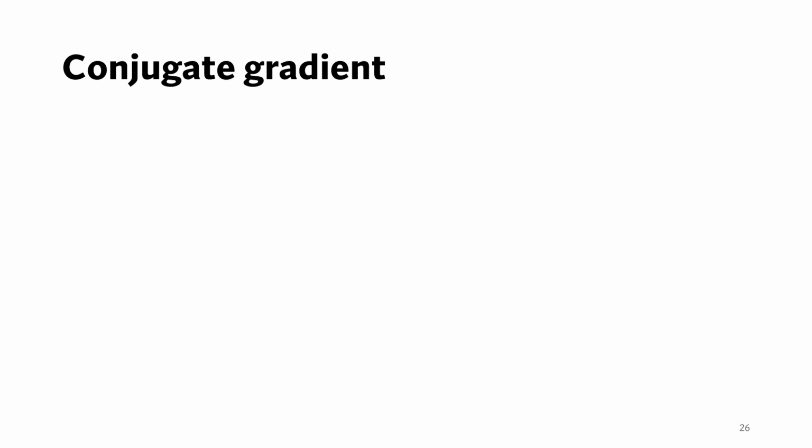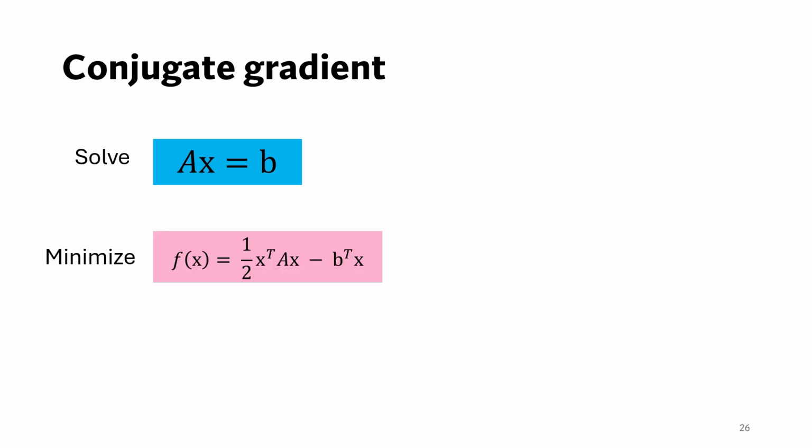Hello everyone, this video is about the conjugate gradient method, which is an efficient method for solving large sparse systems. Here we will see that solving a system of linear equations is equivalent to minimizing this scalar function, where the matrix A is symmetric and positive definite.